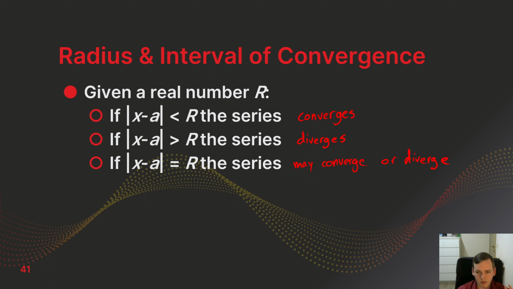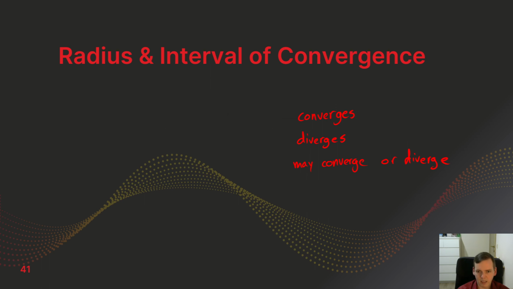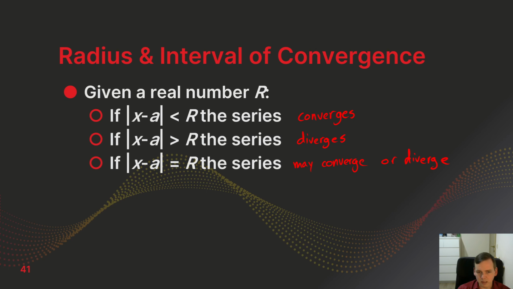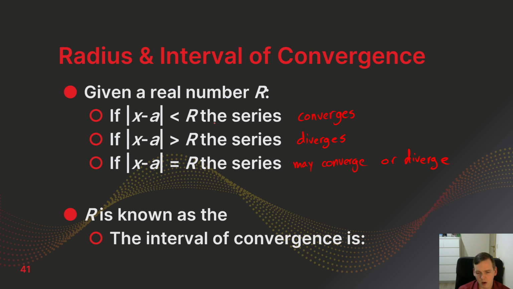So basically what we're saying here is we know it converges at a. We also know it converges close to a because if you go back here, if x is very, very close to a, then x minus a is still going to be functionally 0. So unless c_n is absolutely gigantic, this is basically adding a bunch of really tiny numbers, and so it will likely converge. So there is some radius, which is r, that tells us where it converges. So r is known as the radius of convergence.